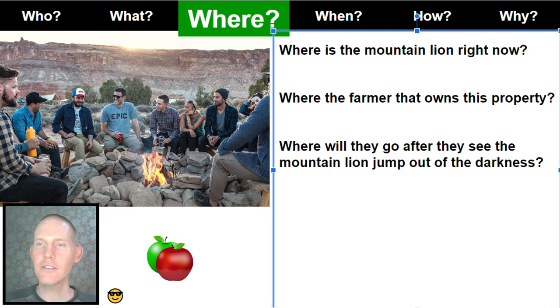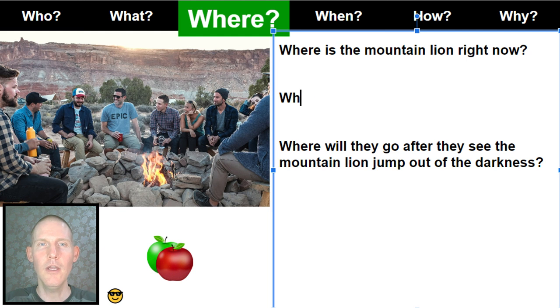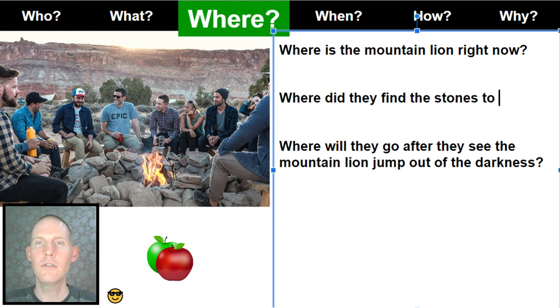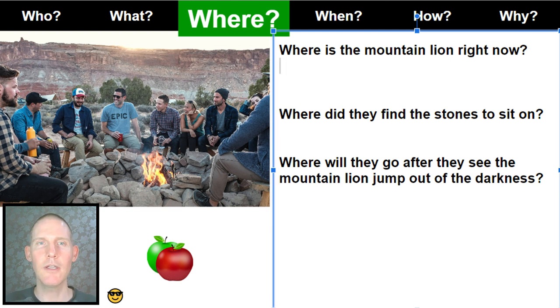Ooh, Yildiz 2Gay says, where did they find the stones to sit? Right, okay, so I'm going to switch your question. Take mine out, let's put yours in. Where did they find the stones to sit on? Right? So we have to add the on, the preposition. Where did they find the stones to sit on? Right, great question.